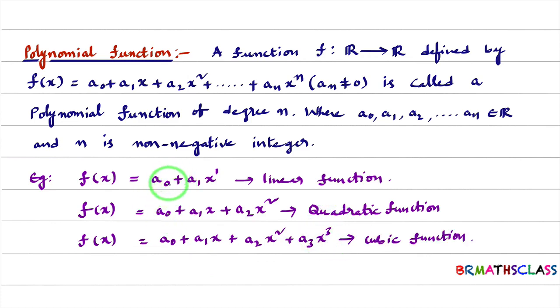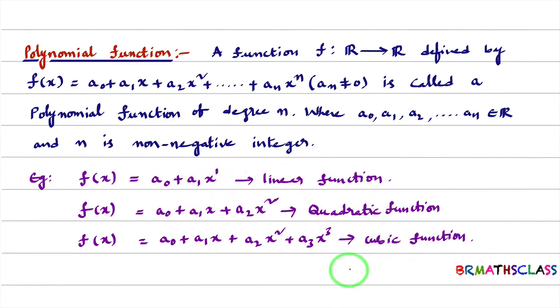So here I gave 3 examples. All these 3 are polynomial functions. This is a polynomial function of degree 1. This is a polynomial function of degree 2. This is a polynomial function of degree 3. Moreover, these functions are named like this.